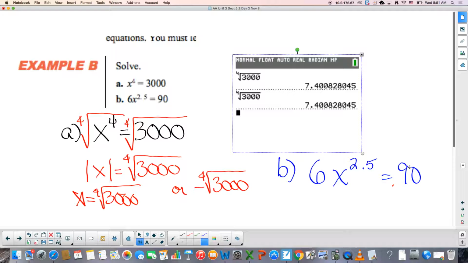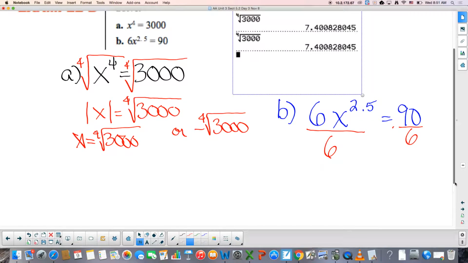So, forget the 2.5. If you were to solve that, what would you do? I don't care about the 2.5 yet. You would what? Divide by 6. Anybody know how many times 6 goes into 90? I believe it goes evenly.